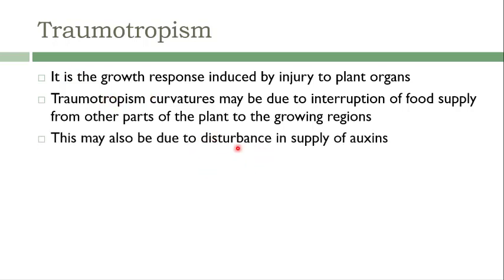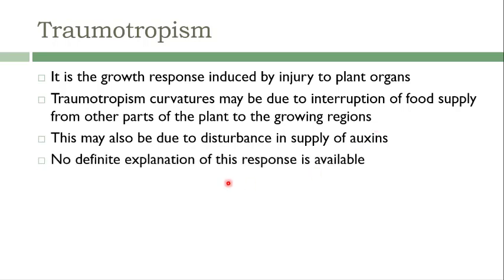This may also be due to the supply of oxygen. As we have seen in all the tropic movements, we are also discussing oxygen. More or less there is a role of oxygen in every tropic response. How is oxygen associated with it? What is the mechanism? We are not discussing that. But there is no definite explanation of this response. Why does traumotropism occur, how is it stimulated, and why is there a response toward the injury? We have seen traumotropism; it is very much understandable.